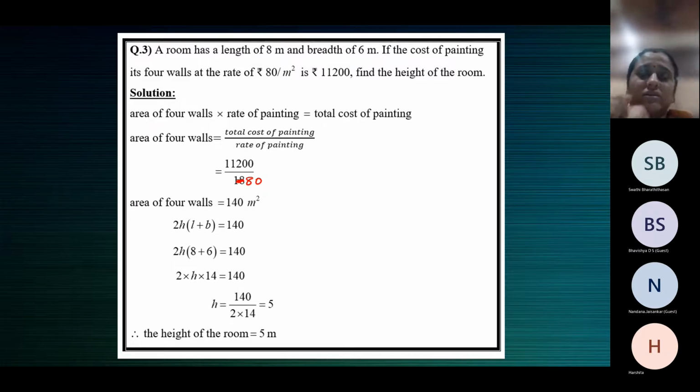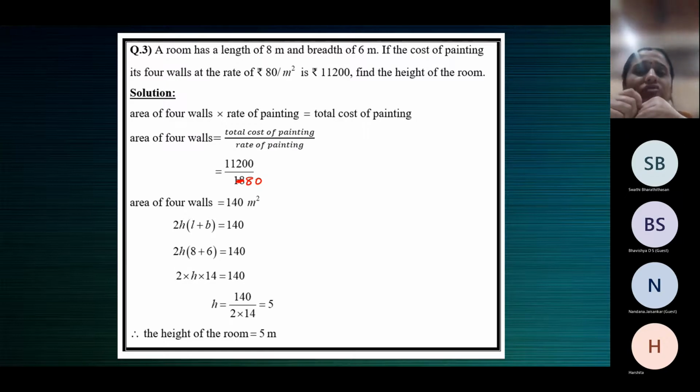So see, when it comes to any word problem, reading and comprehending what is given is very, very important. We cannot just dive into the answer. We need to understand every aspect of the question. A room has 3 dimensions: length, breadth, and height. But what is given? Only length and breadth is given. Height is not given.